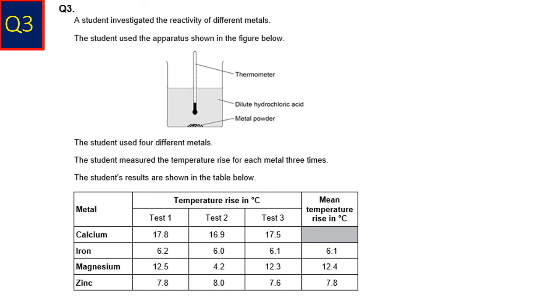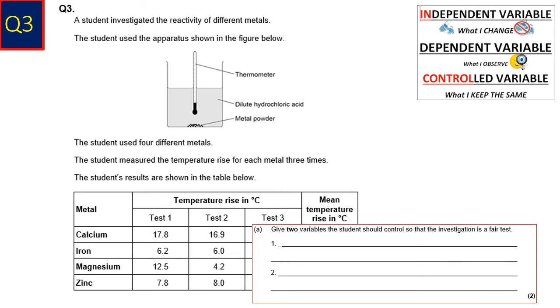So you can see we've got a column with our metals in, then we've got our temperature being recorded here, 1, 2, 3 times, and then they've taken a mean temperature rise in degrees Celsius, so they've averaged the results here. So the question asks us to give two variables that the student should control or keep the same so that the investigation is a fair test. So what do you think they should be keeping the same each time?